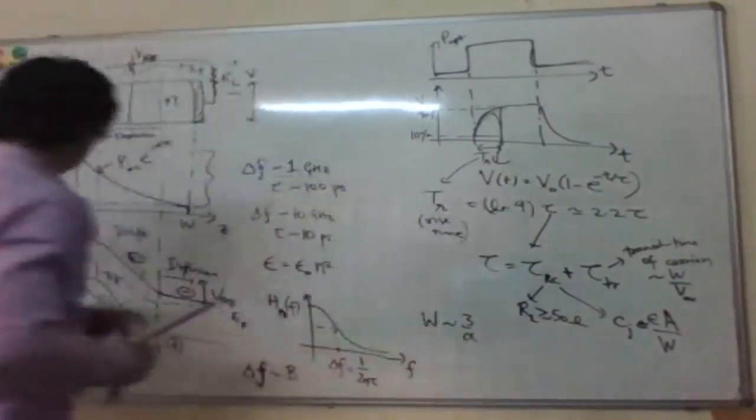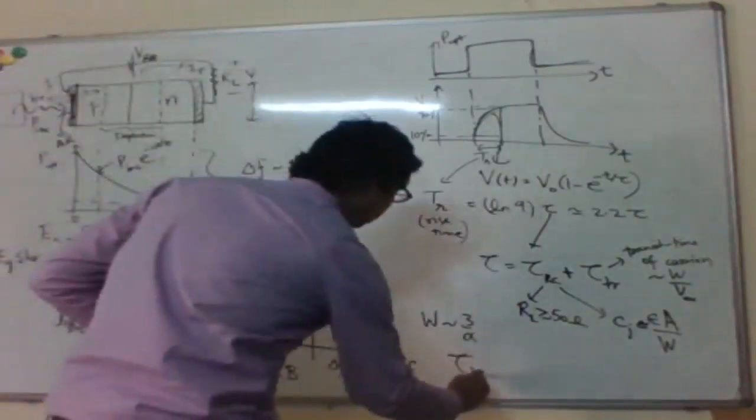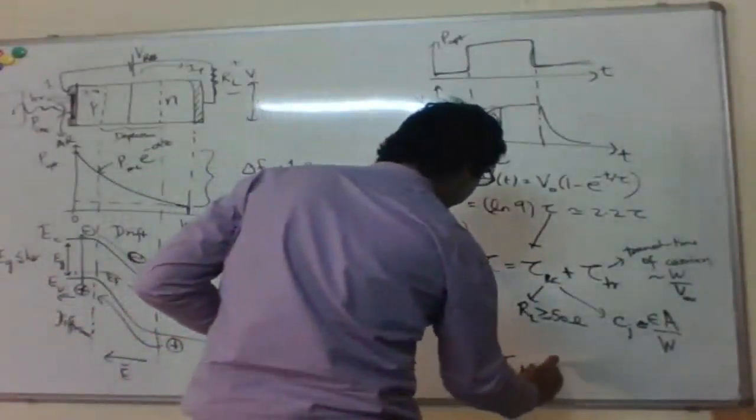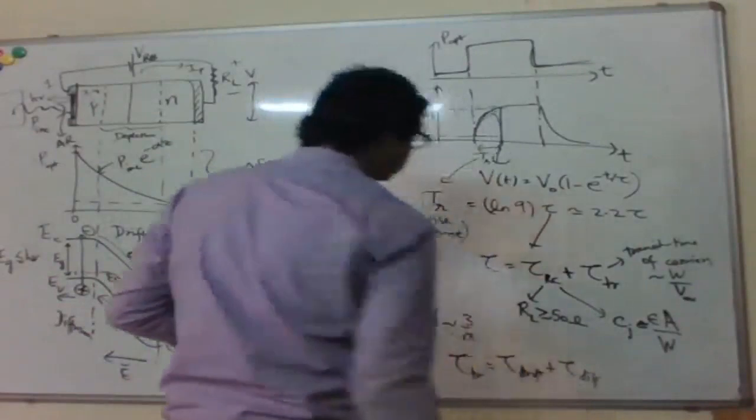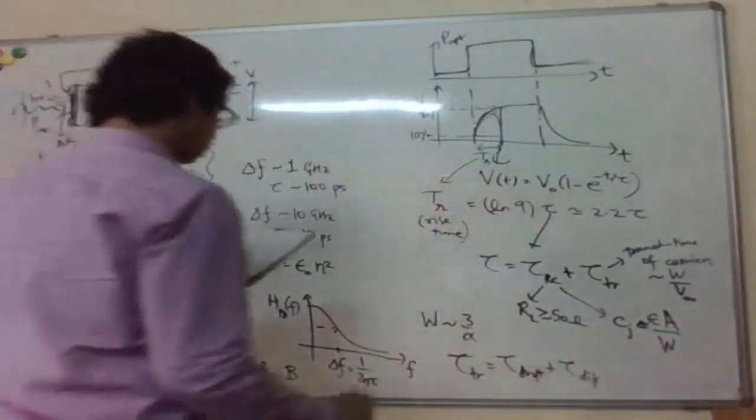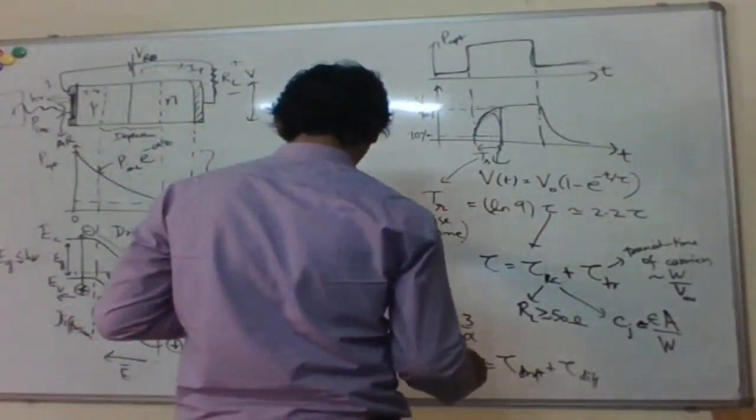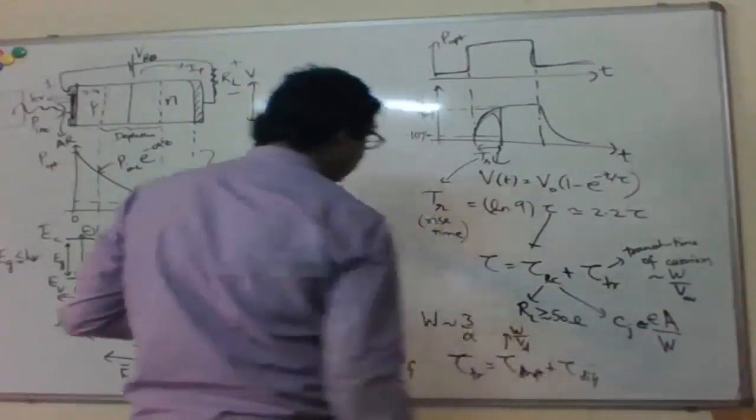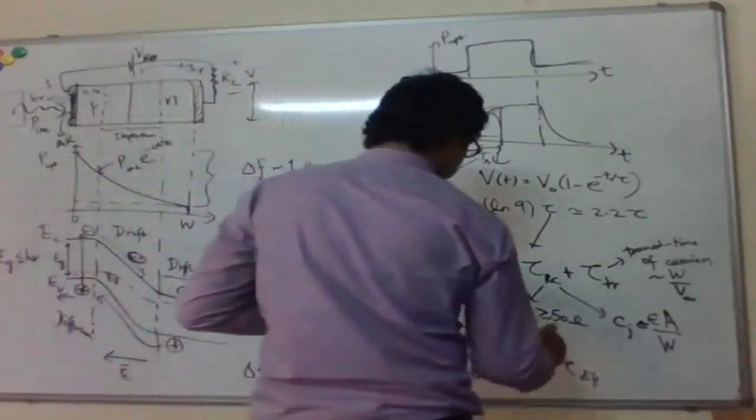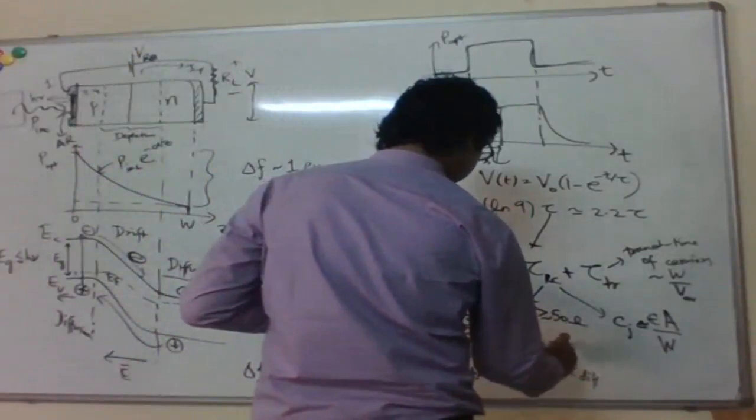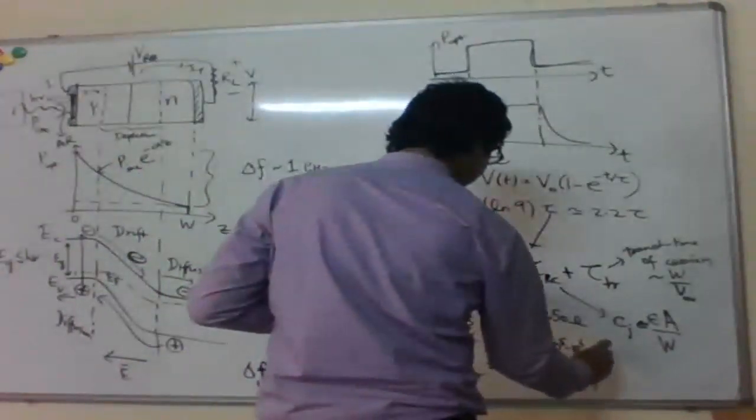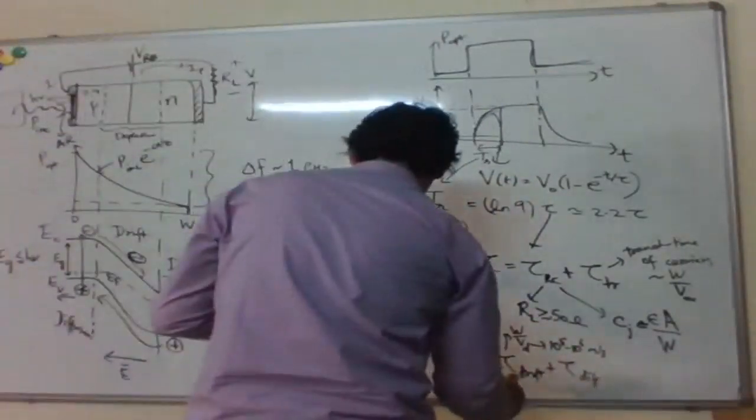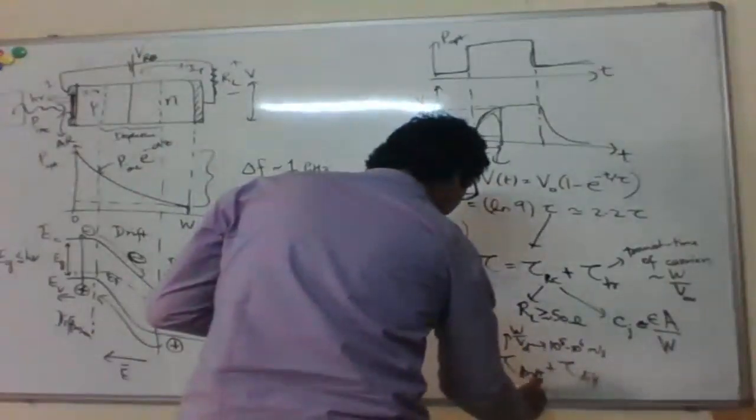So just a word on this. If you look at the time constant from the transit time, we can write it as a drift plus diffusion, right? So the drift time is W over VD, and this VD is typically about 10 to the 5 to 10 to the 6 meter per second. Again, if W is a few microns, then you can see that this drift will be sort of 100 picoseconds or less.